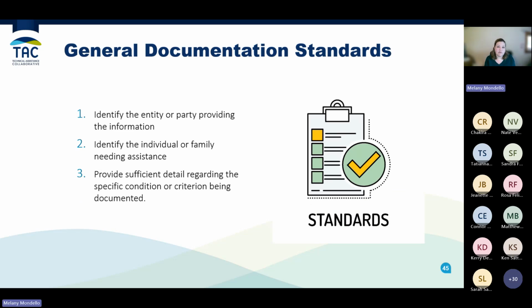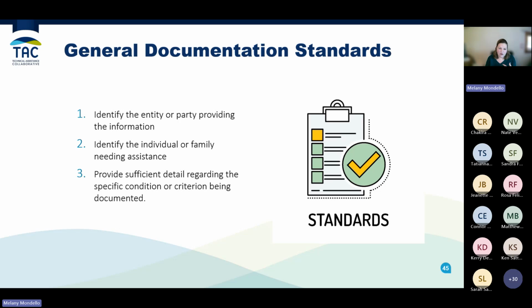HUD does define some general documentation standards. And this was really helpful when they did this a little while ago, because again, documenting things can mean what you want it to mean, but HUD has finally just determined what they mean by documentation standards.